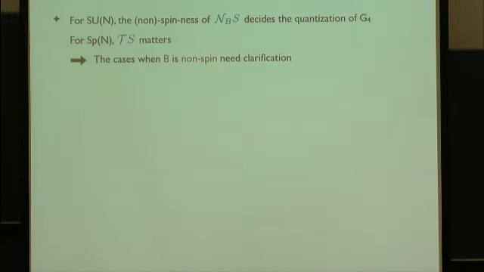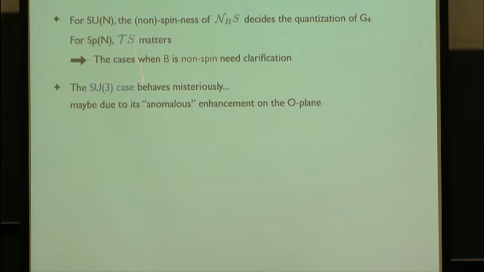Let me conclude with an outlook. There are various open questions, of course. First of all, some technical points. We found that for the SU(N) series it's the non-spinness of the normal bundle of the D7 stack in the base B which decides the quantization of G4. But for the SP(N) series, it's the tangent bundle that matters. Of course, the two are equivalent in case the base of the elliptic fibration is spin, but in case it's non-spin, we don't understand, and some clarification is needed.